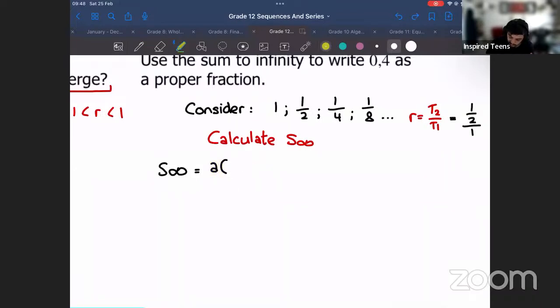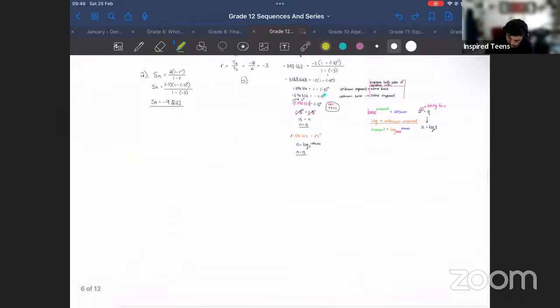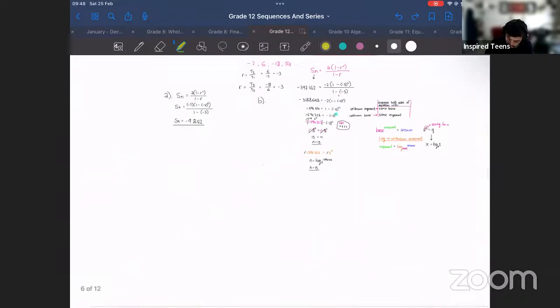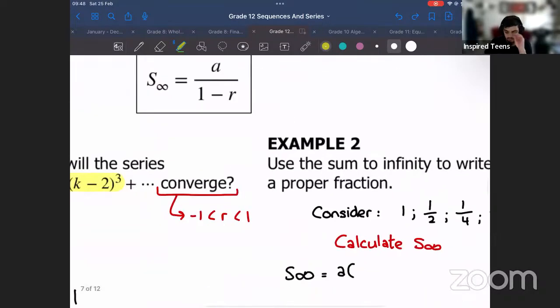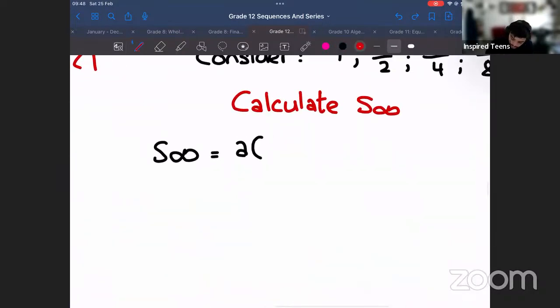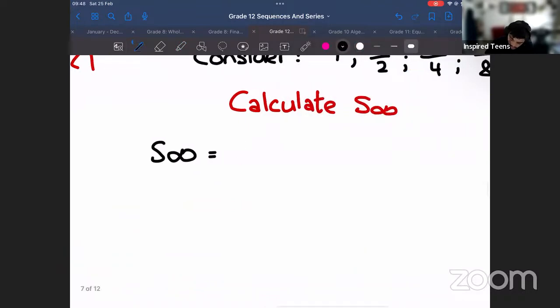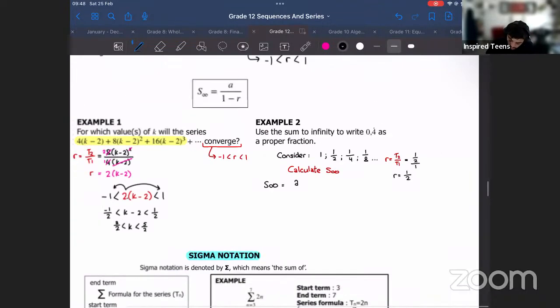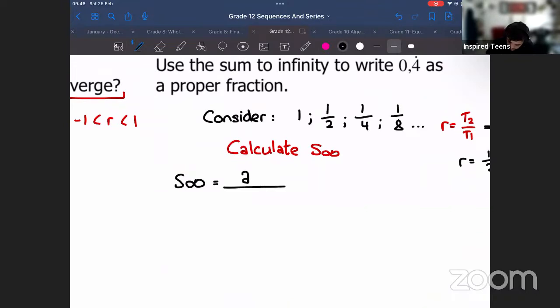Our formula for sum to infinity is right here. It's A over 1 minus R, simple. A over 1 minus R, quite simple. So again, our unknowns here are A and R, which we've solved for easily.